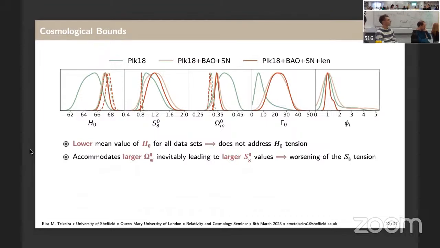And the problem is that we also get, so we had a problem in S8 in which for weak lensing measurements it was around 0.7, and we had around 0.8 with Planck. And here we have around 1 point something. So it actually worsens the S8 tension. So it seems like everything is going in the wrong direction.